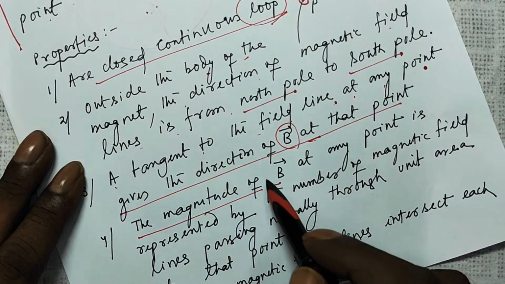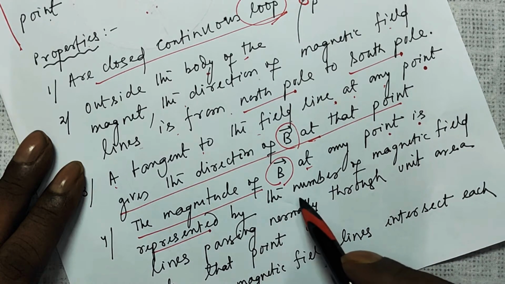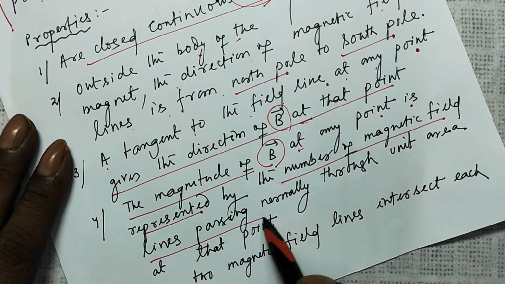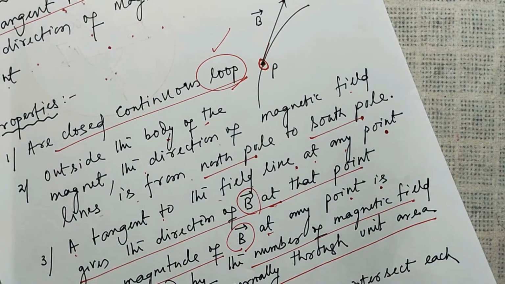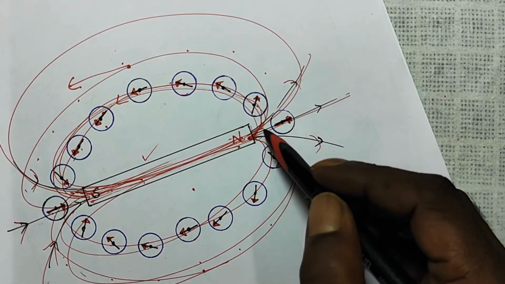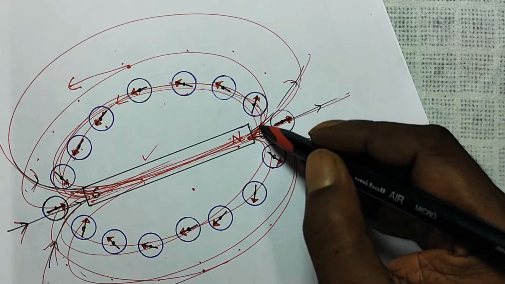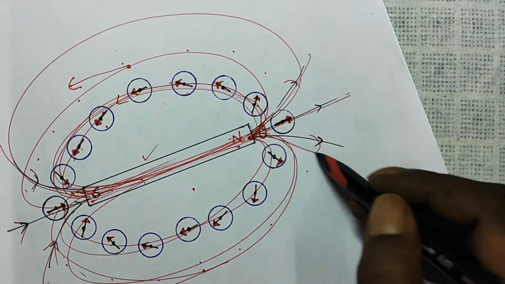The magnitude of the magnetic field at any point is represented by the number of magnetic field lines passing normally through unit area held at that point. Means, if you want to find out the magnitude of the magnetic field here, hold a unit area here and see how many lines of force are passing through this normally. Let us say it is 50.